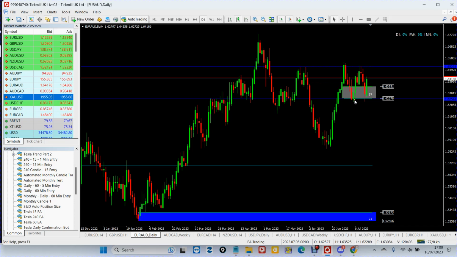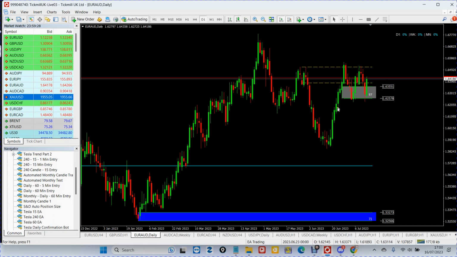There was a bit of a fake out. Price rallied, reached what the target area was, and has decided to come back into this area. So now we've got this range pattern that is happening. I'm going to remove these targets.